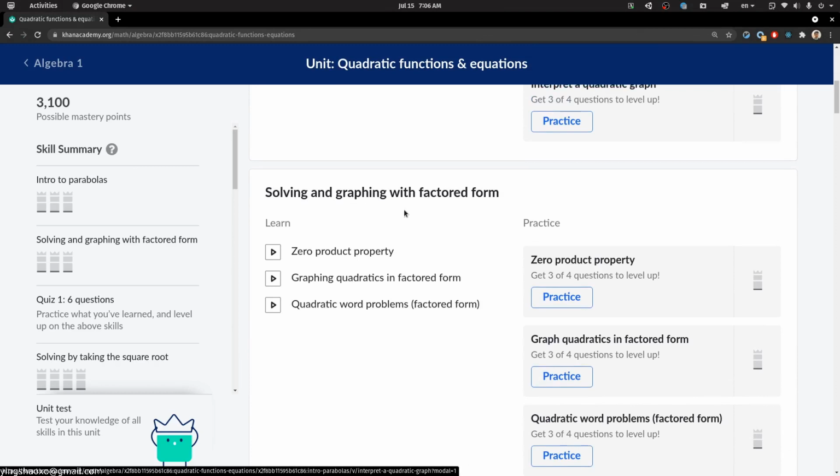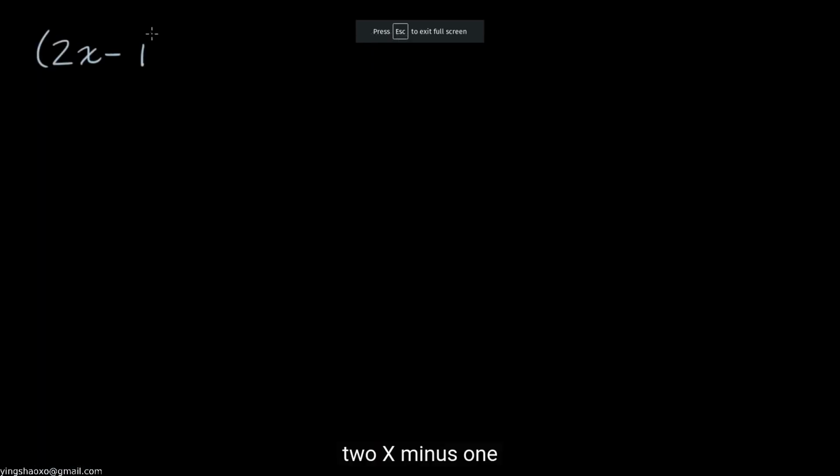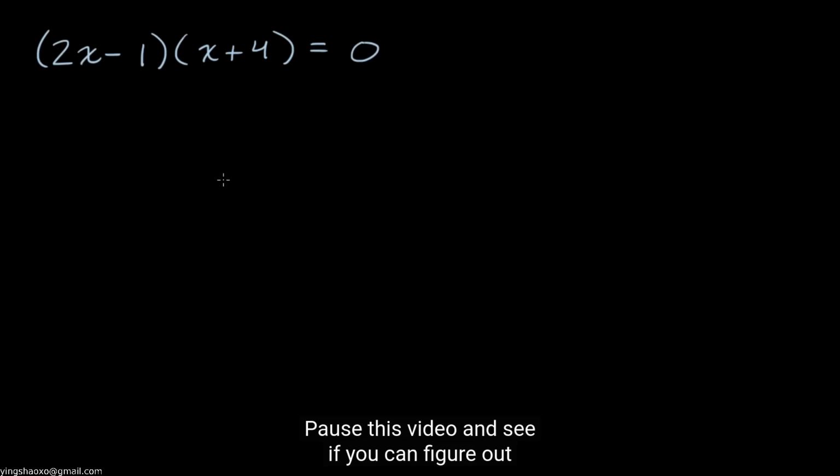Solving and graphing with factored form. What does that mean? Let's say that we've got the equation 2x minus 1 times x plus 4 is equal to 0. Pause this video and see if you can figure out the x values that would satisfy this equation, or essentially our solutions to this equation.